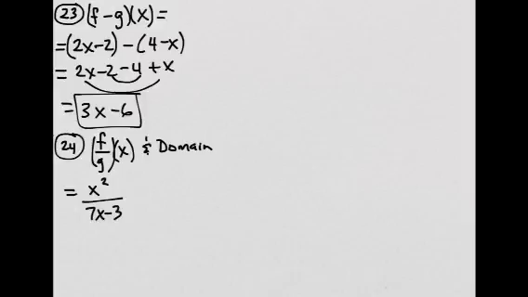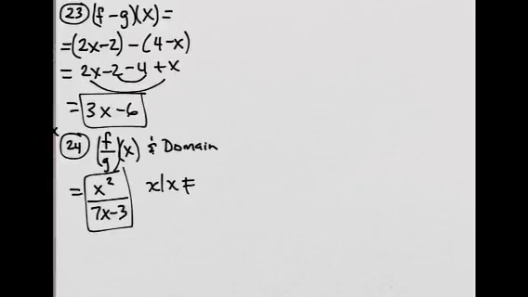So 24, it's f over g, so that's what I put there, f of x over g of x. Nothing to simplify, so this would be the f over g of x. For the domain, you look at the denominator and we see that x is all x such that x cannot equal 3 over 7, because that makes the denominator 0.